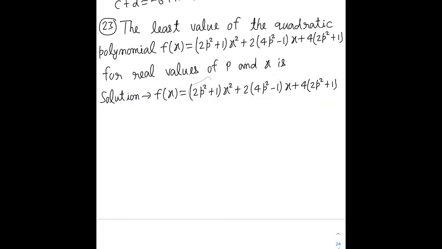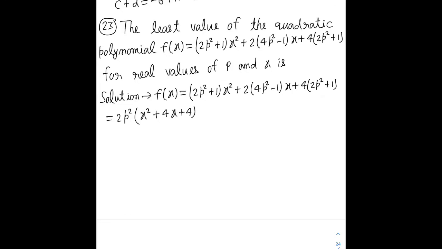Okay, so first of all, we will group the p square term. So if you group the p square term, 2p square you can take common. So you will get 2p square into x square plus 4x plus 4. Then you will also get x square minus 2x plus 4.